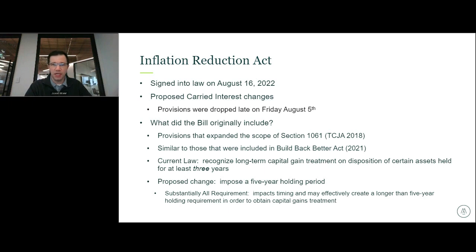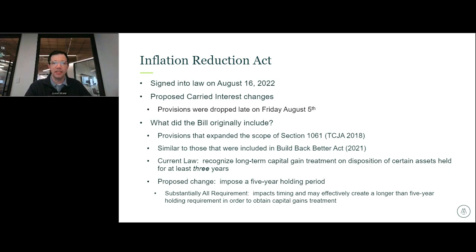As most of you know, and we just talked about a little bit, there were proposed changes to the carried interest rules. However, on August 5th, these were dropped. There was a compromise with Senator Sinema in Arizona where those provisions were dropped before things were finalized. So again, we were able to avoid potential further limitations on the carried interest rules. So let's look real quick at what the bill did include before those compromises were made on August 5th.